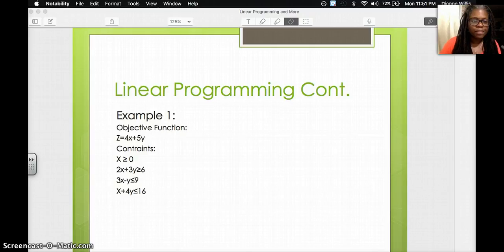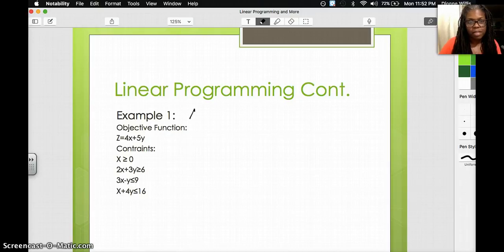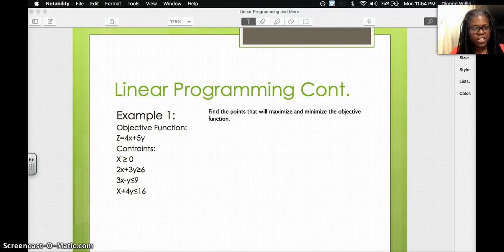So here we're given the objective function, and this is the function that we're going to use to maximize. We're going to figure out, given these constraints on X and Y, what is the point that's going to give me a maximum value for this situation. In fact, let's find the maximum and the minimum, right? So find the max and min. Let me write that down. Okay, boom, there's a direction.